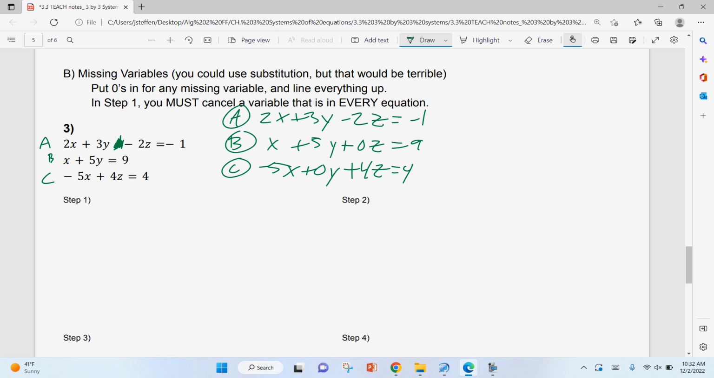If you want to try it, cancelling the y or the z, it's actually, in my opinion, kind of interesting. You'll find very quickly that it doesn't work. But take my word for it, you have to cancel the variable that's in every single one. So we have to cancel the x because all of them have an x. So the good news is it's not terrible for ours.